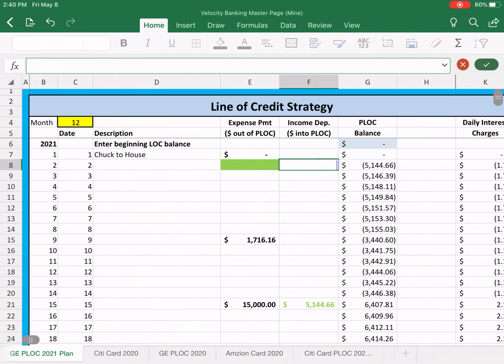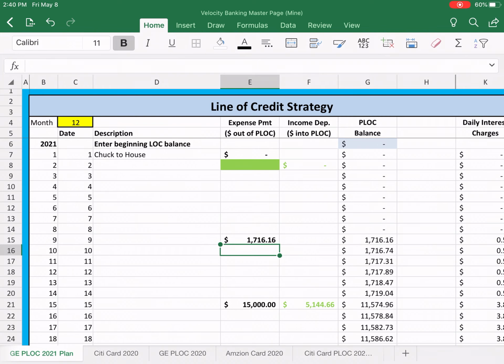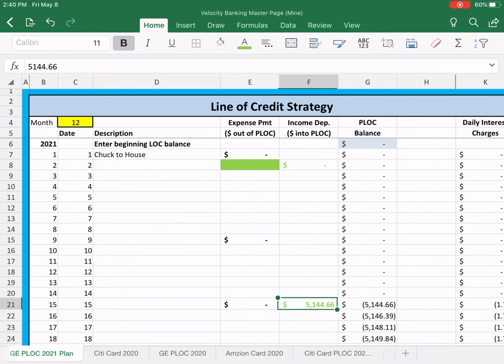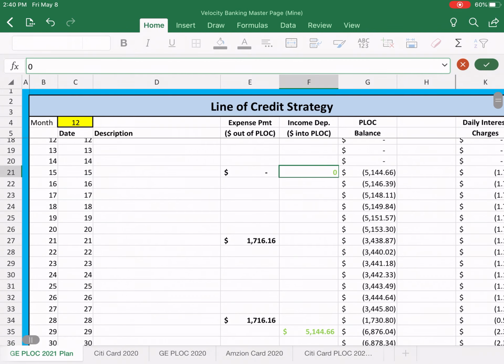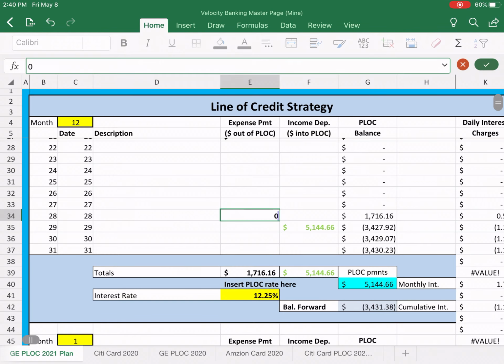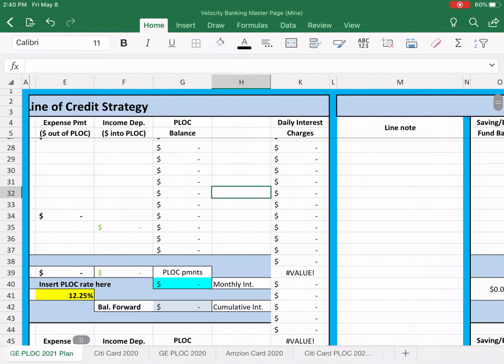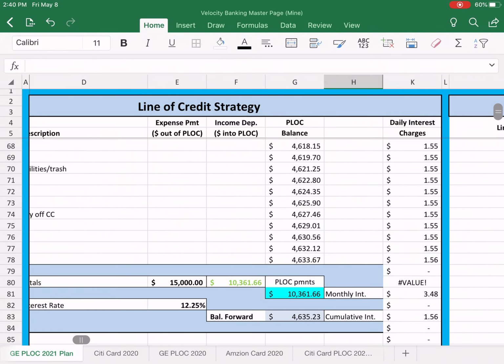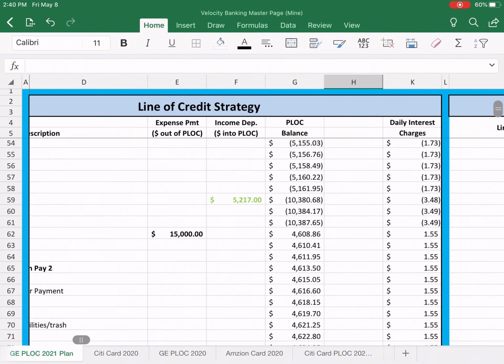So zero, zero, zero. I just want to show you guys the interest. All right, so I don't even know why it says value. I have to fix this calculator.